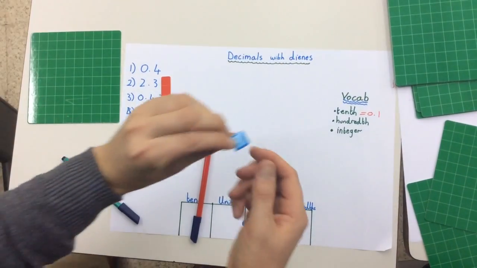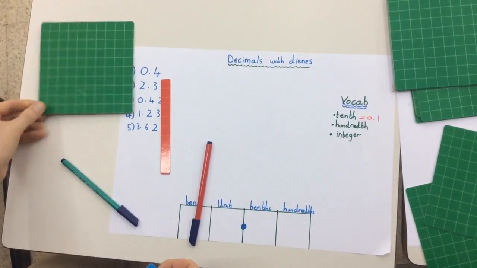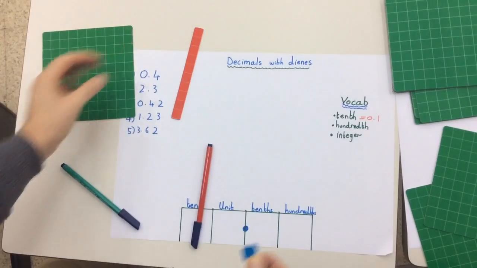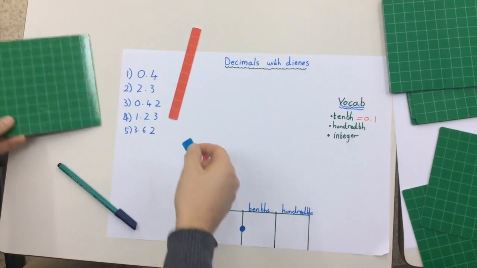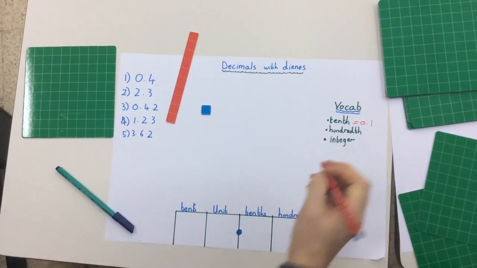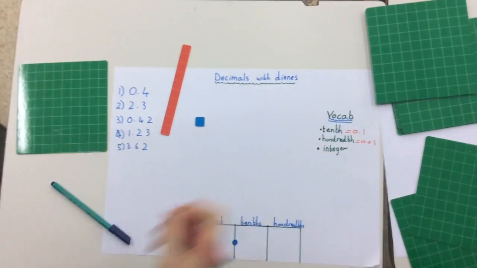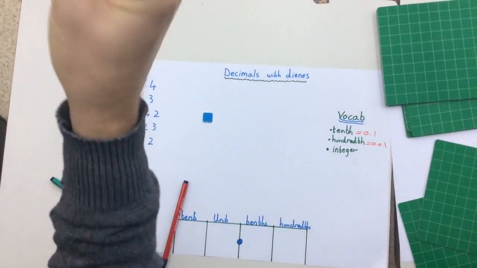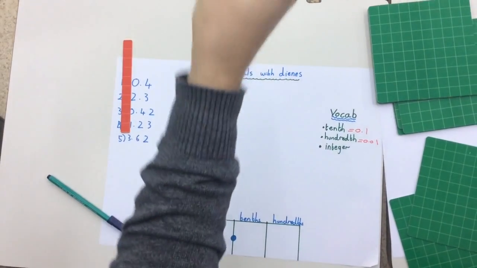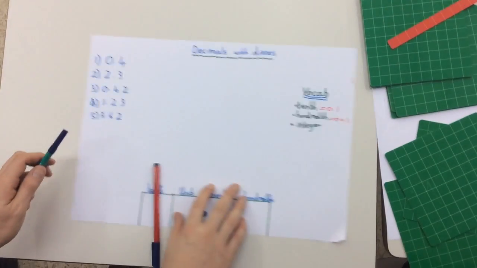And we also have these then. Well, what is this if this is 1 and this is a tenth? Well, 100 of these would go into here, so we would call that a hundredth. And that would be written like this. So if this is 1, this is a tenth, and this is a hundredth. So let's see now if we can use these to represent some different decimals.